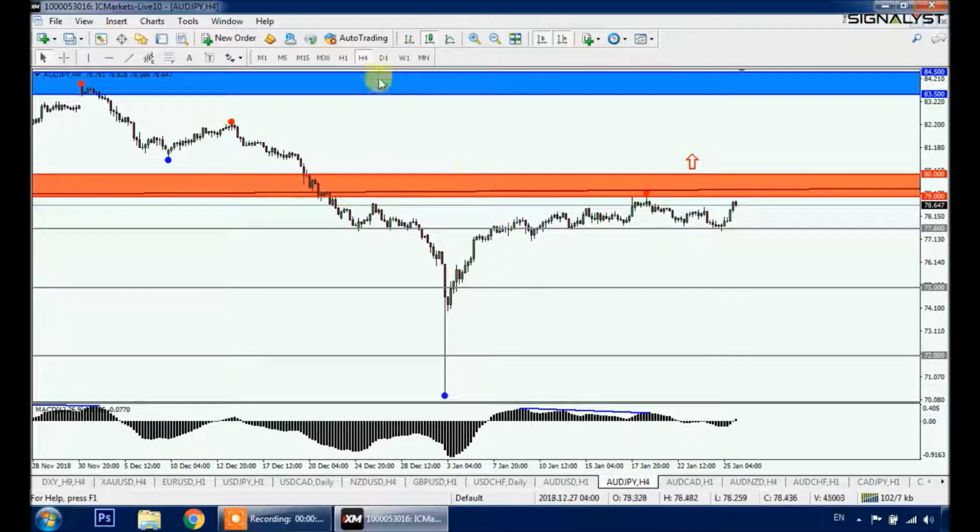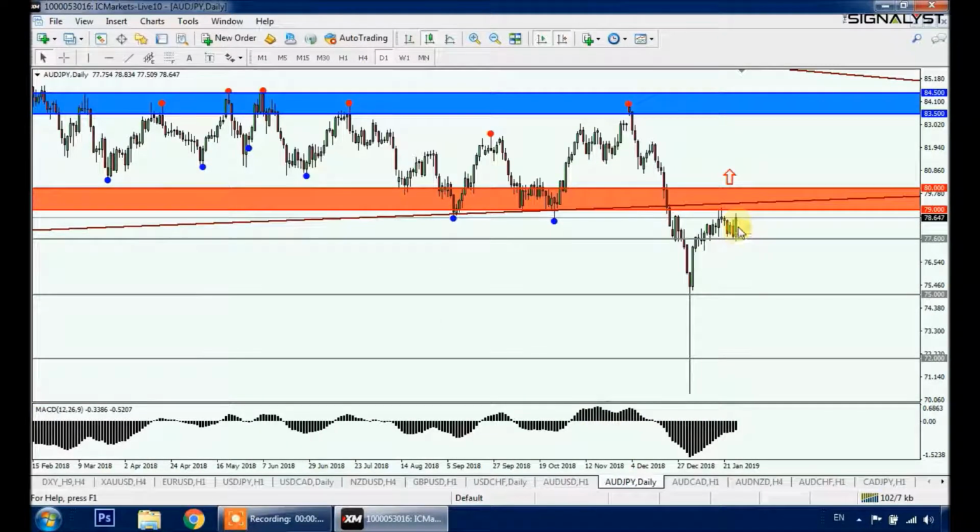AUDJPY. On daily, we have a momentum candle engulfing the previous three candles, but it didn't close aggressively above the last swing high. Anyway, as I mentioned last week, I'm only interested in buying this one above the red zone. So as long as price is still below the red zone, I'm thinking short on this one.